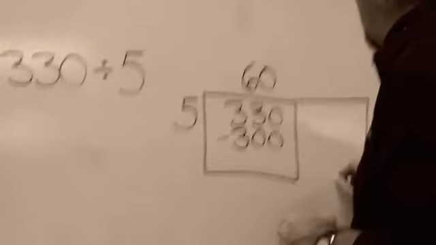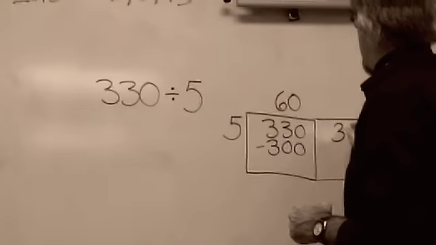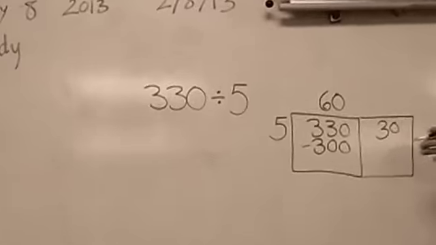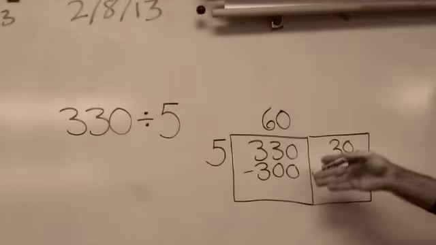And then you subtract. Then we're going to work our way through this number here, and it's going to leave 30 left. Now the 30, we're going to move on over here. We're going to stick on another little box. Now we've got 30 over here, because that's what's left over.